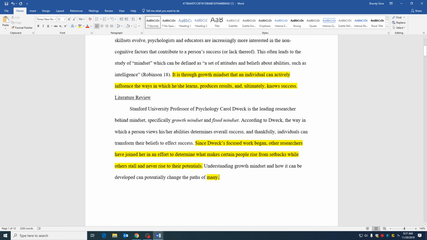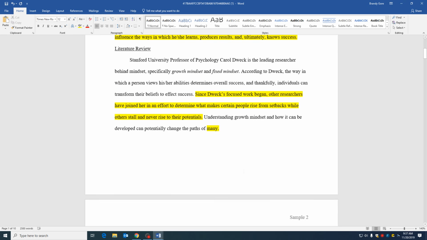And as I've noted, yes, you do have what is an introduction paragraph. It is just getting you into it. It's hard to just jump right in. So you need to get into the fact that you're going to discuss literature here. This sentence really adds to that. Since Dweck's focused work began, other researchers have joined her in an effort to determine what makes certain people rise from setbacks while others stall and never rise to their potentials. That indicates, okay, we're going to look at not only Dweck, but other work, okay?